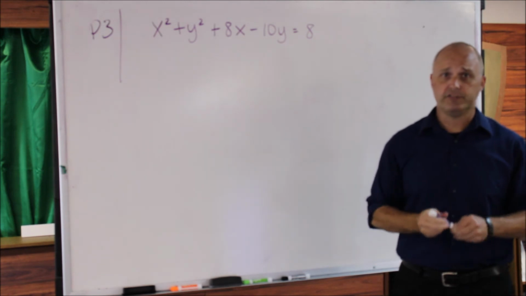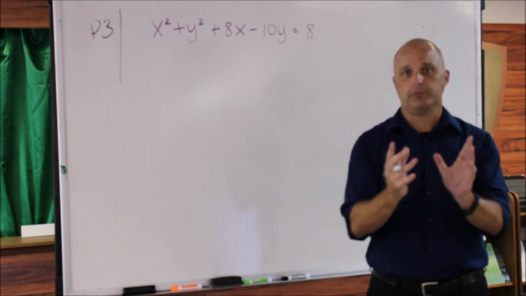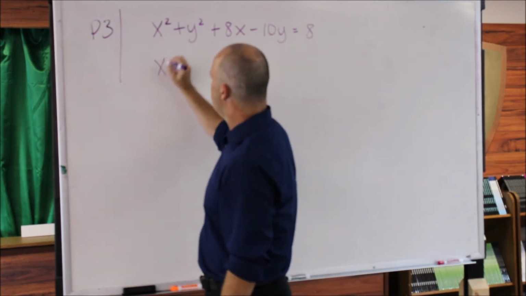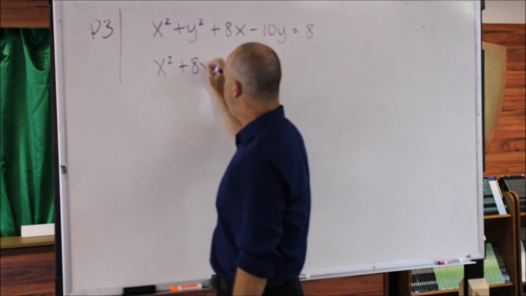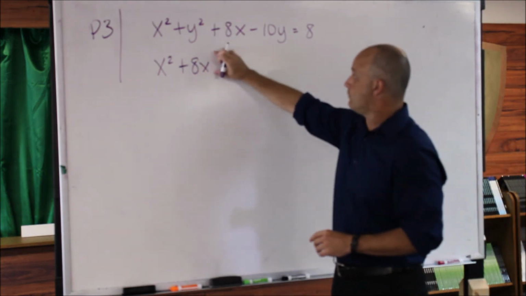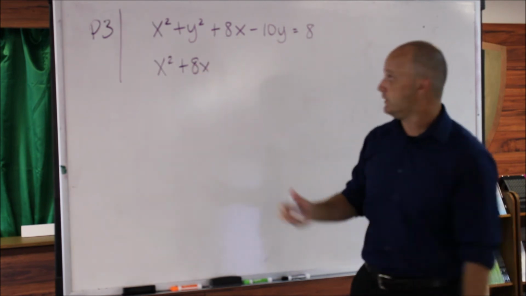So the way that we're going to do this is we're going to take anything that looks alike, anything with the same variables, and group them together. So we're going to take x squared plus 8x and put those together on the left side. Then I'm going to leave a blank space right here, and then I'm going to take the y squared and the negative 10y and group those together.